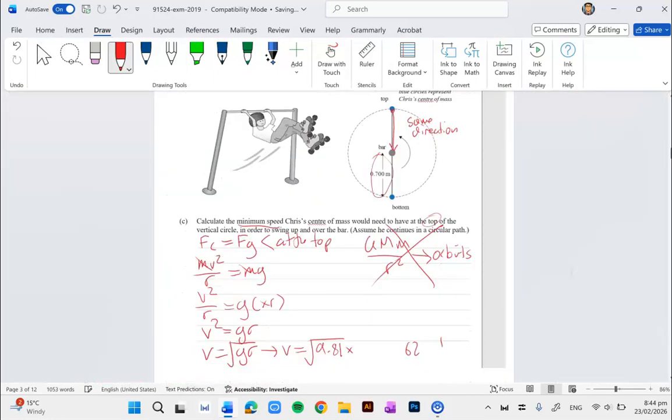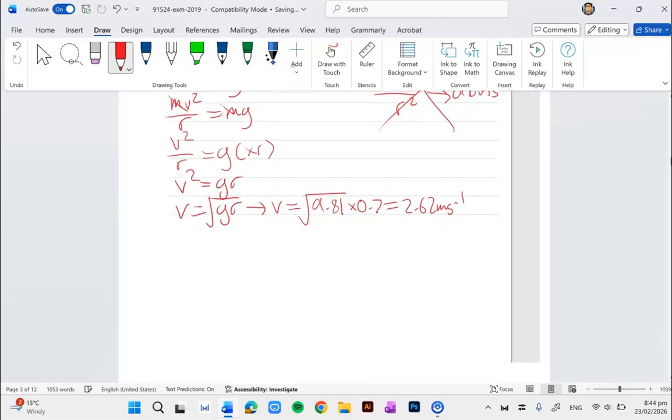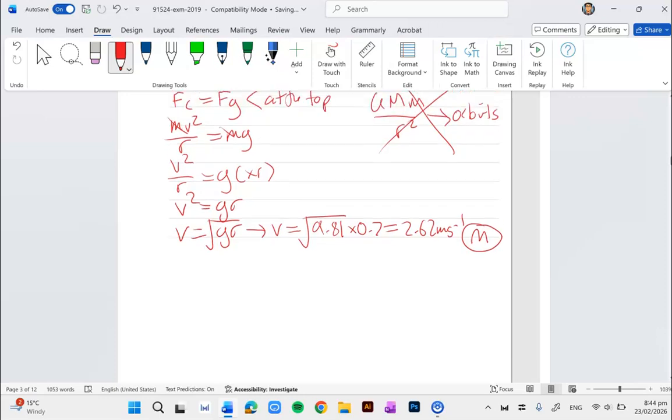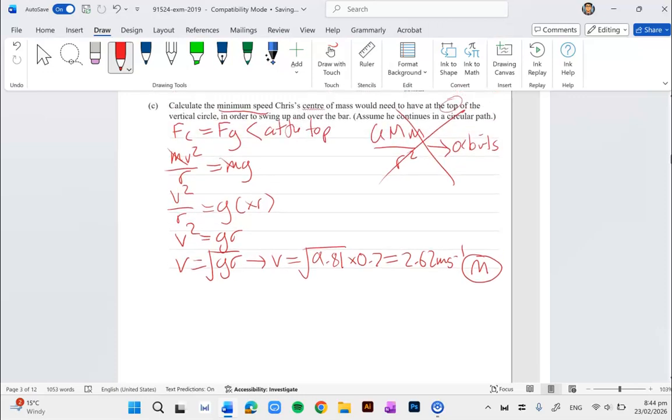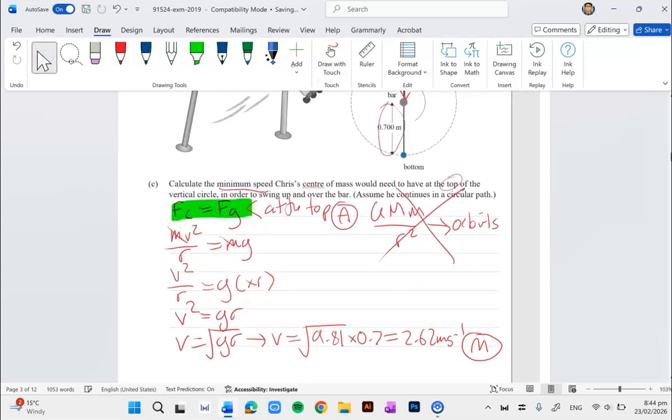So merit is here: correct answer 2.62, and with the correct working. Achieved is if you attempt to calculate the speed correctly but with incorrect FG or FC at top minimum speed. So even this is enough for an achieved, just having that correct assumption.